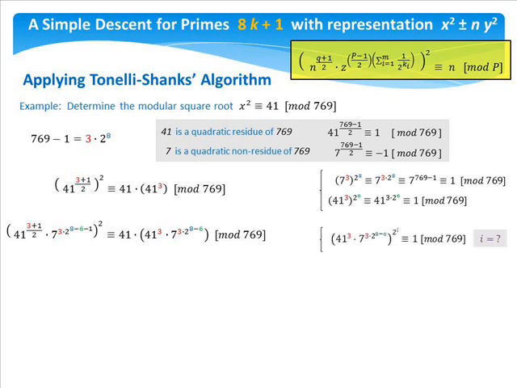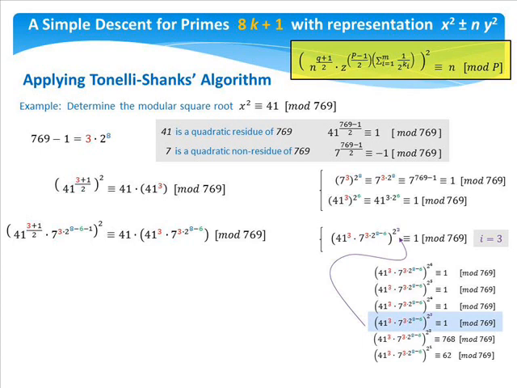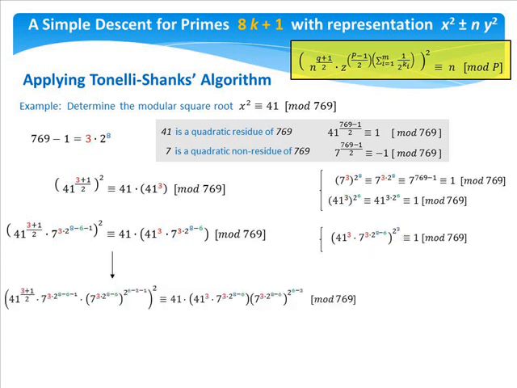The next step is now computing the order 2 raised to i of the bracket on the right side of the congruence. We find that i equals 3. Thus, we apply 7 raised to 3 times 2 raised to 8 minus 6 raised to 2 raised to 6 minus 3 on both sides of the congruence.